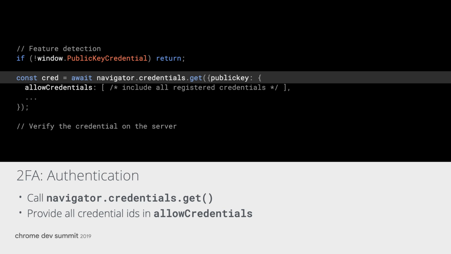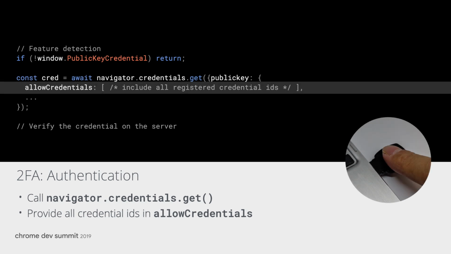After the user enters their username and their password, you will ask for second factor. Use navigator.credentials.get for authentication. For this call, you must retrieve all of the user's registered credential IDs from the server and provide them to the browser in allowCredentials. That way, the browser can detect which authenticator to use. Again, the user performs a gesture on the authenticator, then you will receive a credential that contains a signature.